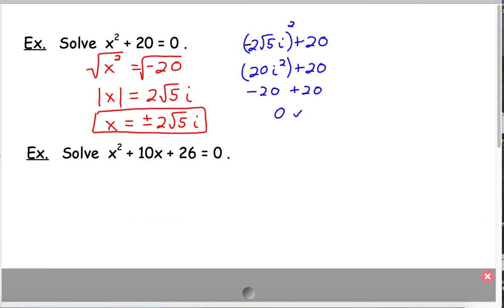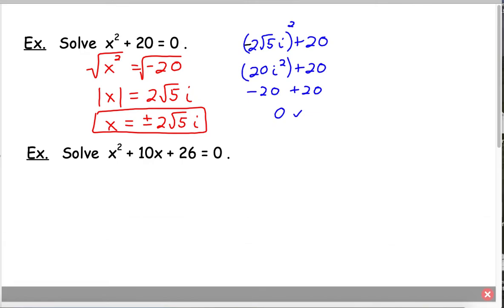Let's look at one last example here, and then I'll talk about graphing this in the coordinate plane. So the first thing you try and do with a quadratic like this is factor it if possible. And you realize pretty quickly that there's no two numbers that multiply to equal positive 26 and add to equal positive 10. So factoring is not going to help. Well, the method that always works, because factoring doesn't always work, is the quadratic formula.